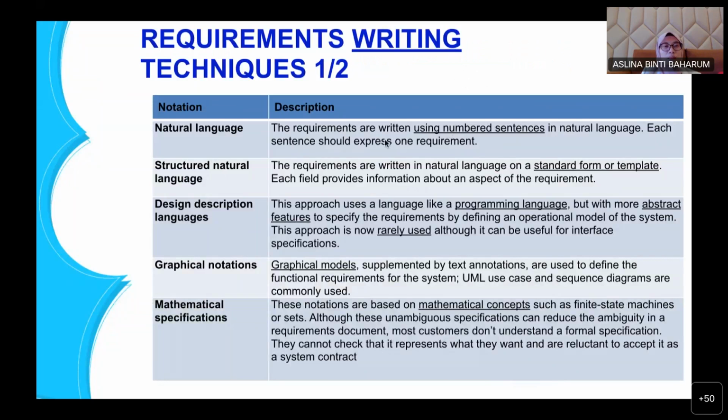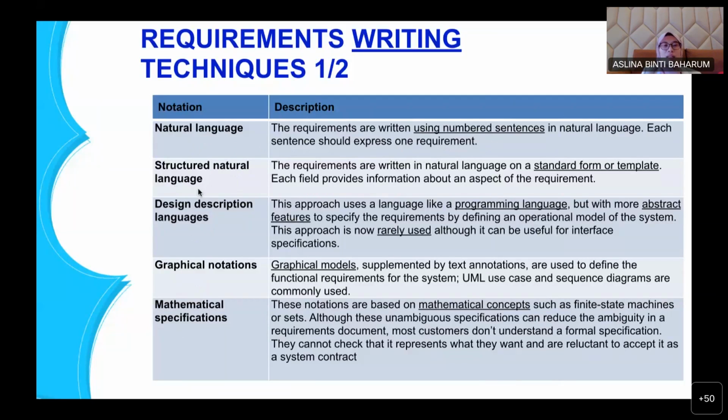All right, writing techniques. To write a system development software requirement specification, there are a lot of techniques here: 1, 2, 3, 4, 5 techniques. Okay, it can use a notation of natural language, using numbered sentences. Number 1, what is the requirement? Number 2, number 3. So the numbers represent one requirement each.